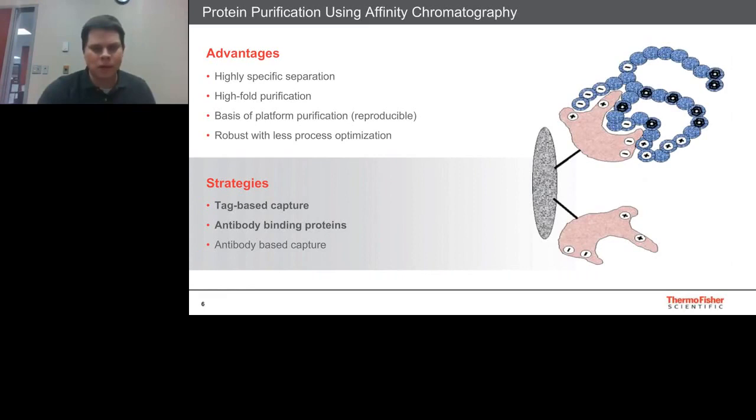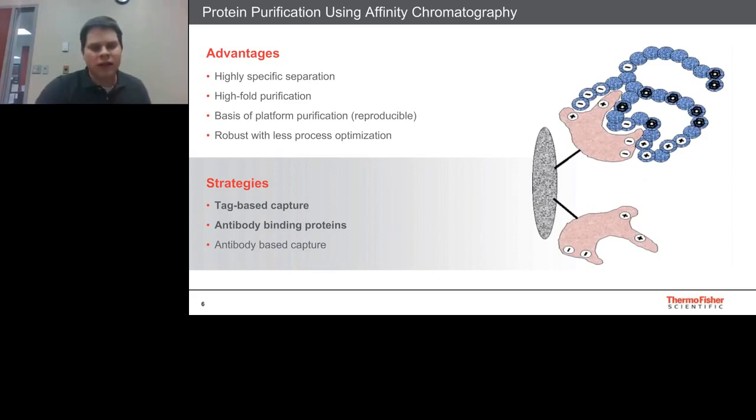I've highlighted the different base speeds we have available and what applications they are recommended for. Now I'll discuss some of the functionalities available on these supports for purifying proteins. We'll be focusing specifically on affinity chromatography as a tool for protein purification.